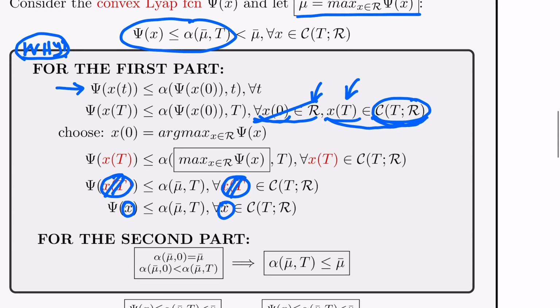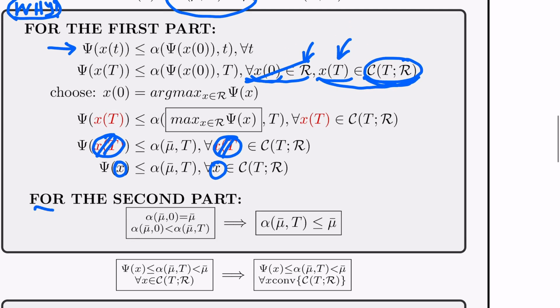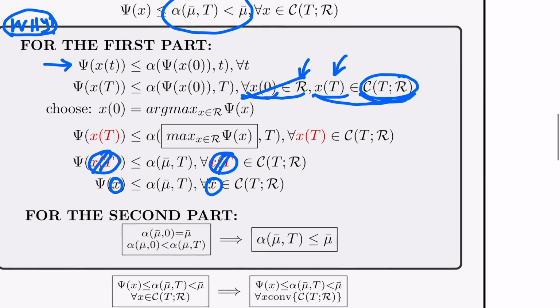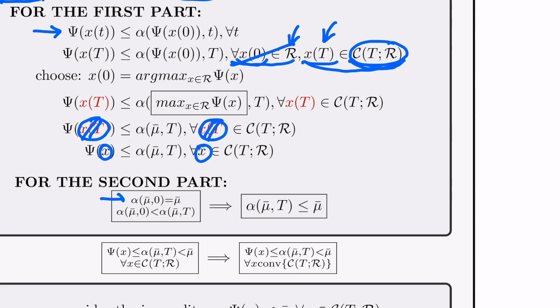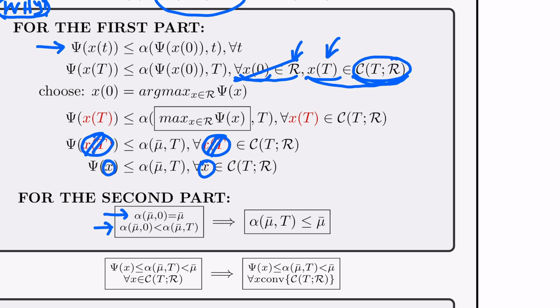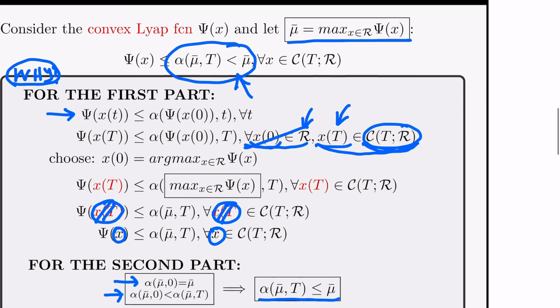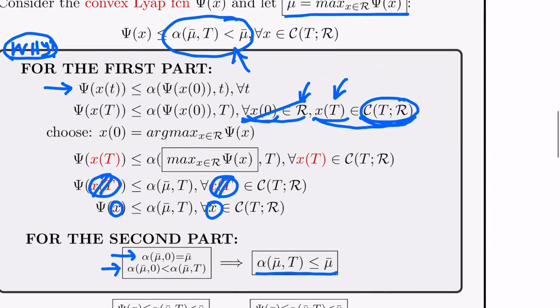Now let's look at the second part. Due to the definition or the properties stated in the lemma, these two are given directly, and we arrive at that inequality, which was the second inequality here.